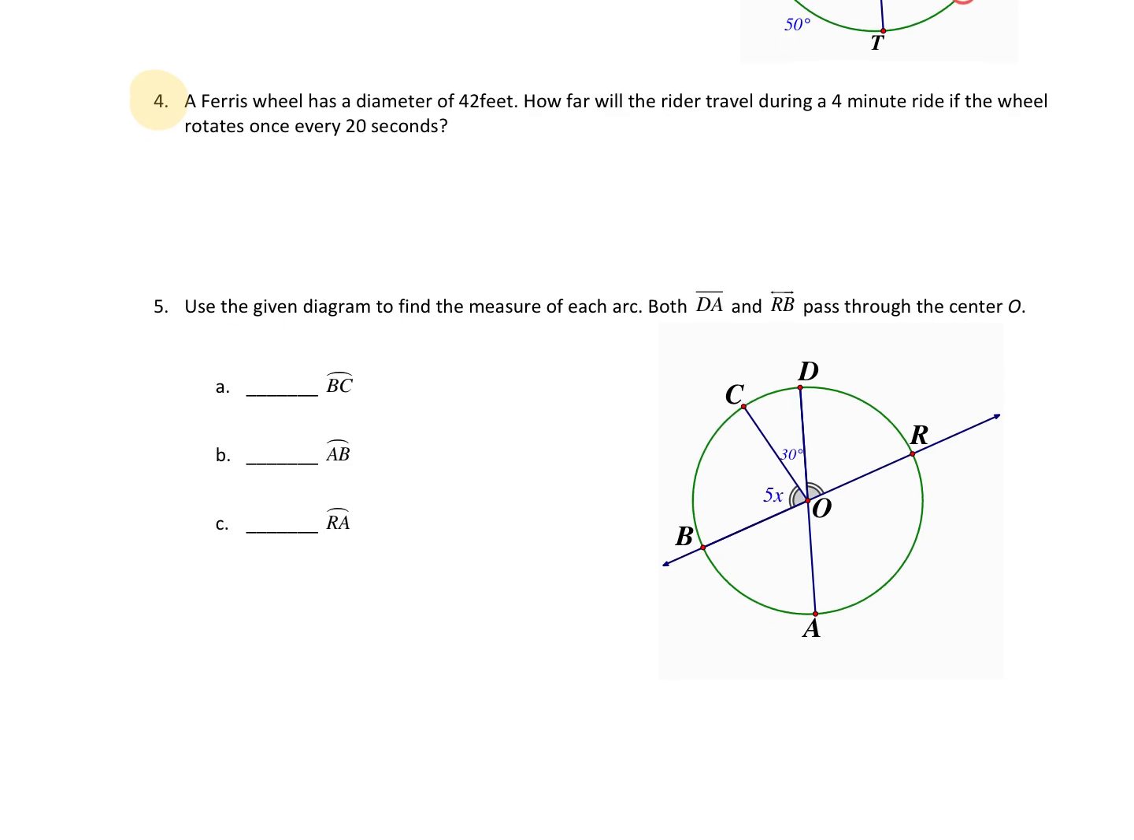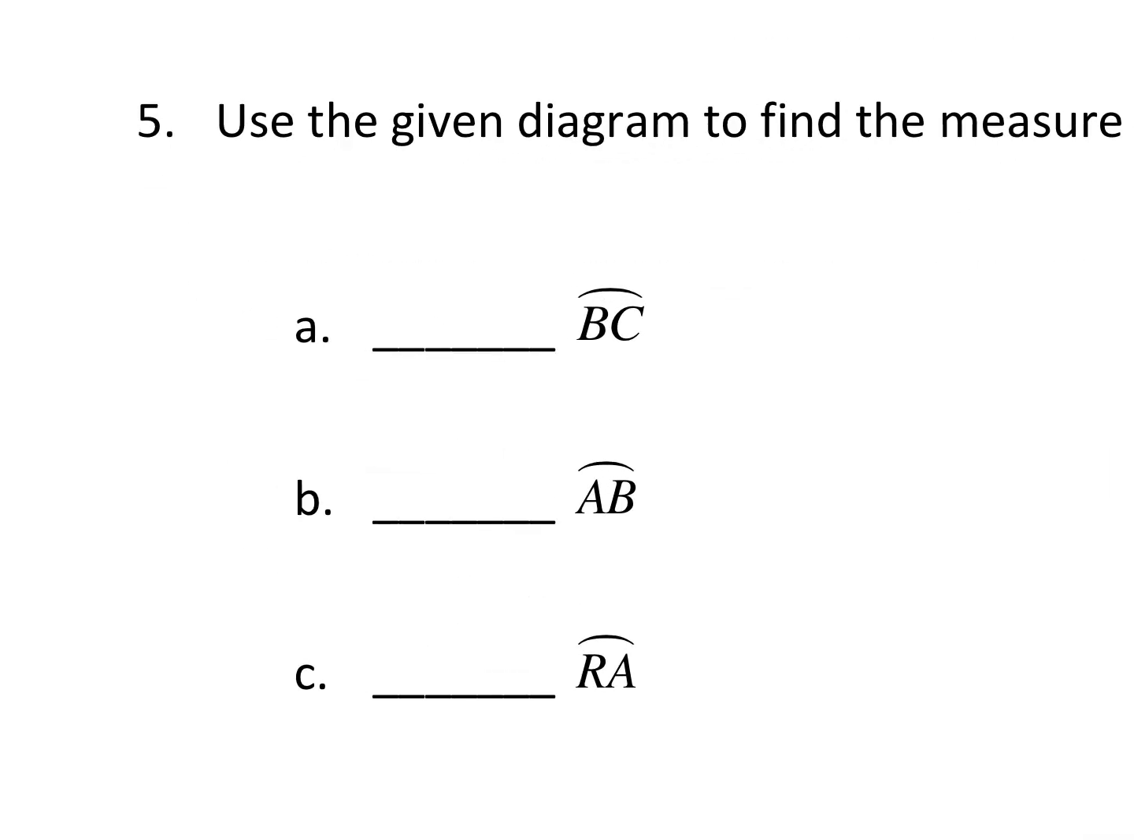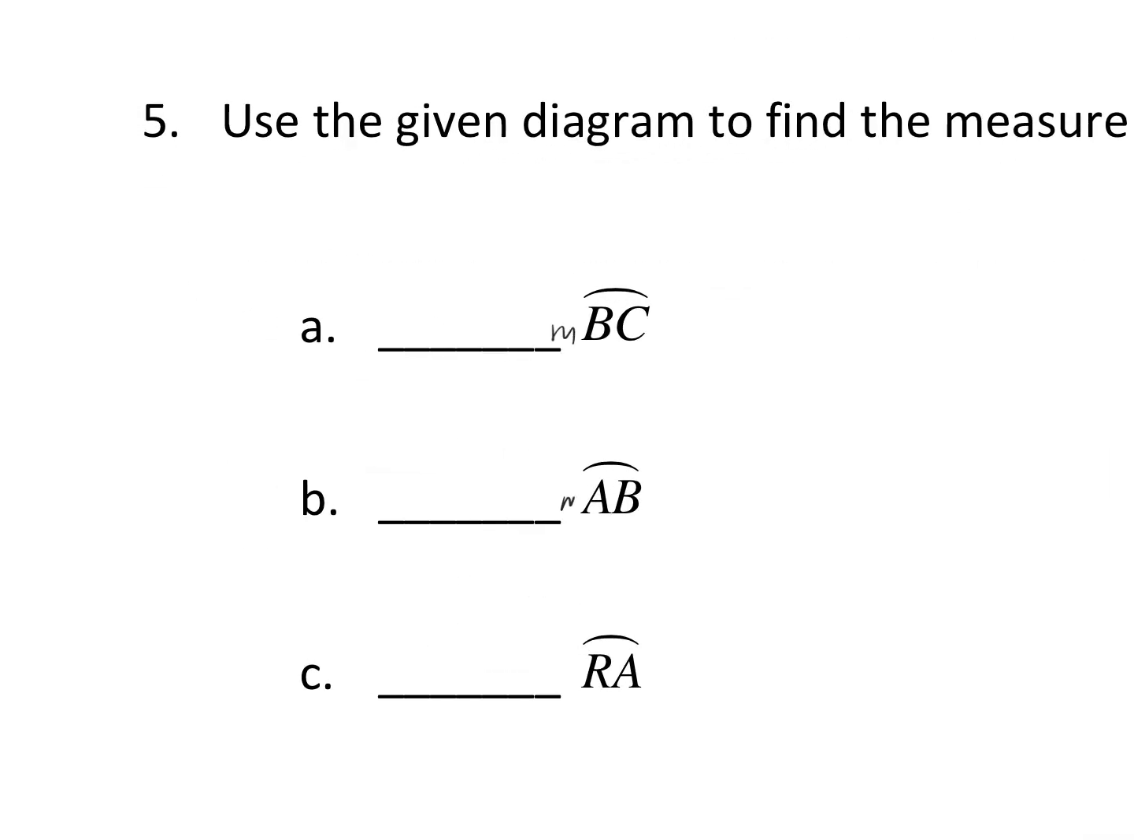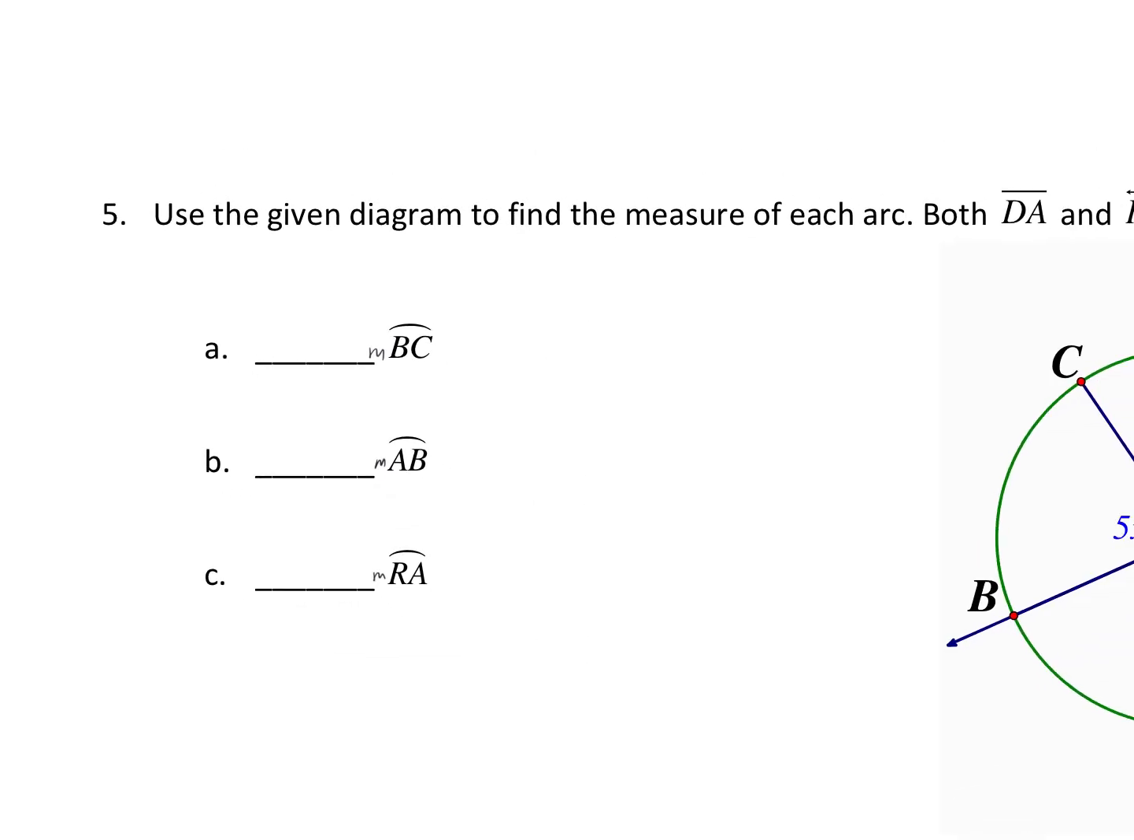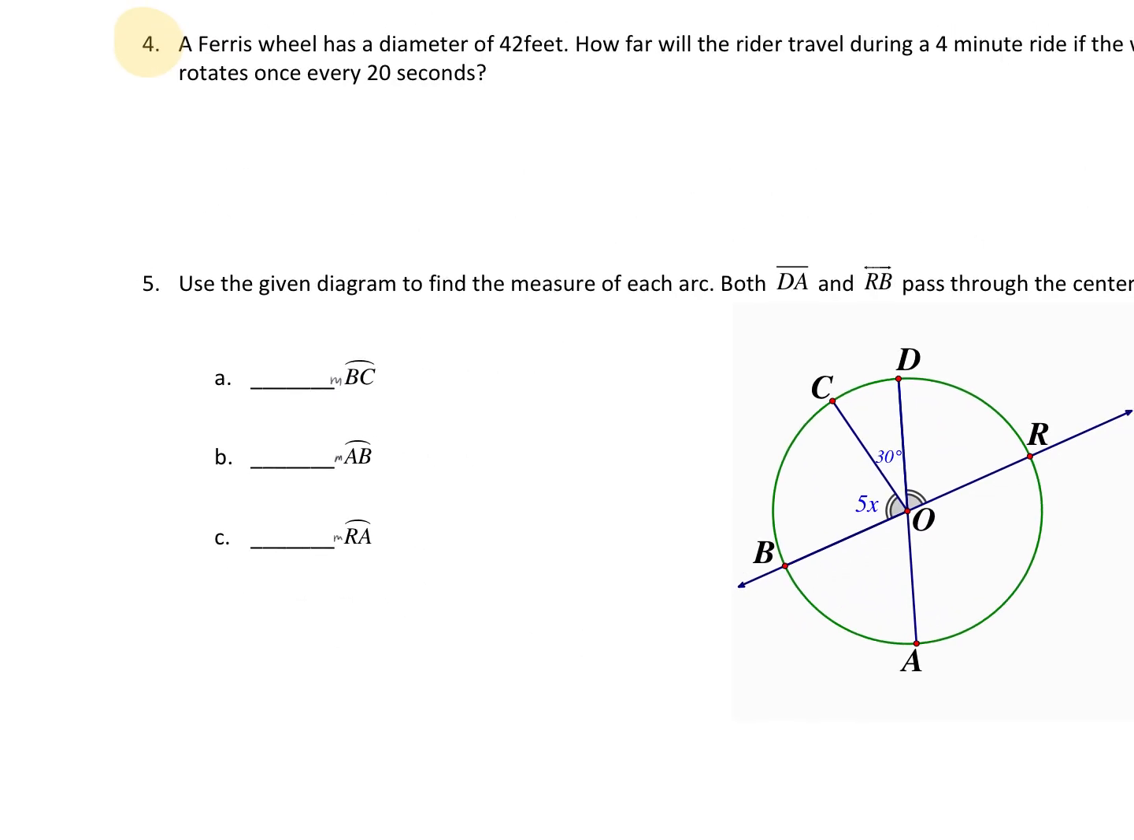Use a given diagram to find the measure of each arc. Okay, and again, they didn't do this with the measure. They really should put little m's in front of all those. That's bad notation. Okay, so yeah, these are the same, whatever that is. This is a diameter. Did they tell me that? Yeah, they said DA and BR pass through the center. So that is the center.